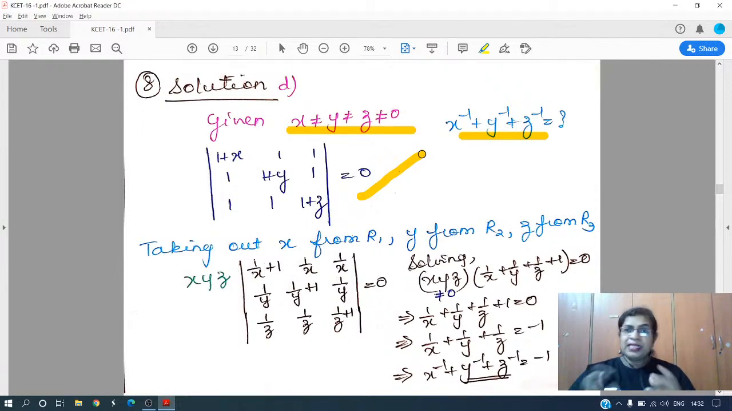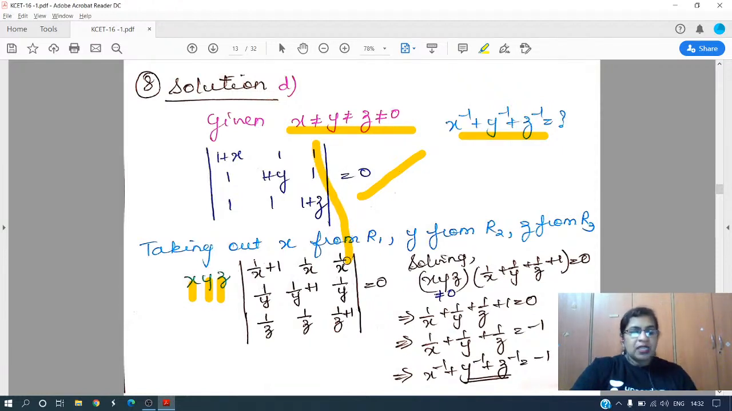Now I have to apply some property of determinant. From the first row take out x, from the second row take out y, and from the third row take out z. So x, y, z is outside. If you're confused about what remains when x is taken out, here is the idea: divide everywhere by x. X by x is 1, so here you're getting 1 by x and here 1 by x.